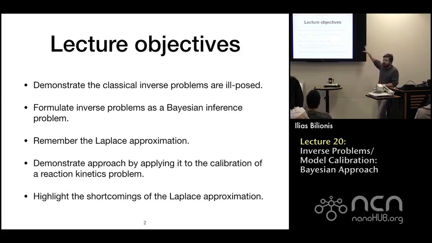So first, I'll remind you a little bit about the classical formulation of inverse problems, which is what we did last time. Okay. And then I'll highlight the key problems that you face when you follow the classical formulation. Then I will reformulate the inverse problems as Bayesian inference problems. So basically, we will state the model calibration problem as a probability problem, right?